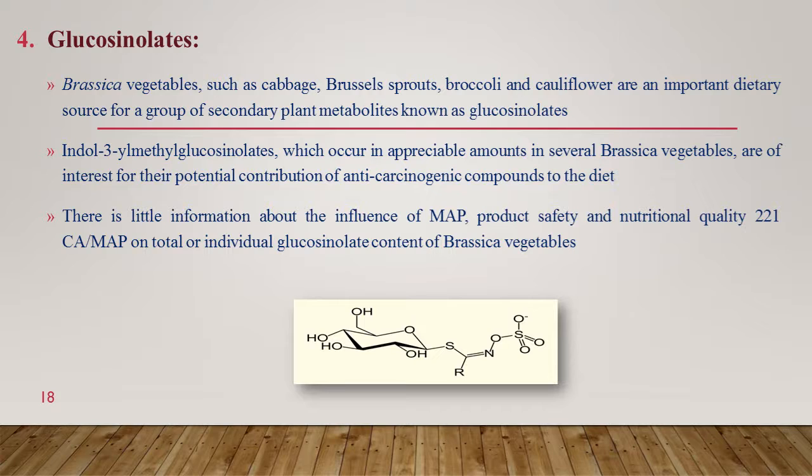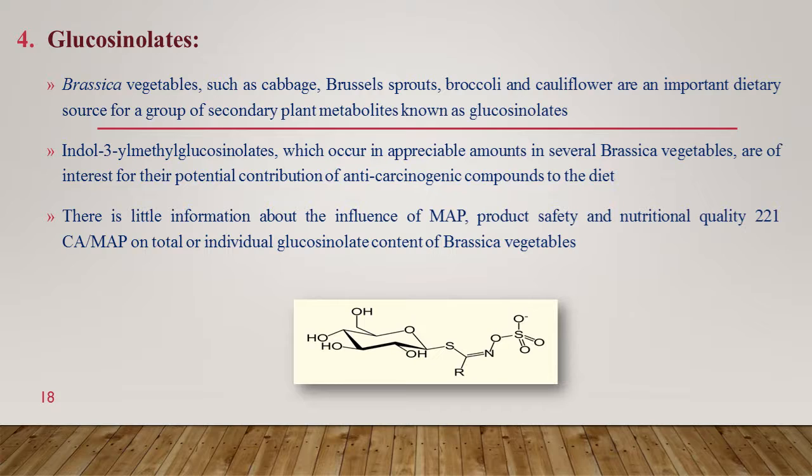Now moving to the next slide, which is glucosinolates. Here, brassica vegetables such as cabbage, Brussels sprouts, broccoli and cauliflower are an important dietary source for a group of secondary plant metabolites known as glucosinolates. The sulfur containing glucosinolates are present as glucosides and can be hydrolyzed by the endogenous plant enzyme myrosinase. Here, myrosinase and the glucosinolates are physically separated from each other in the plant cell, and therefore hydrolysis can only take place when cells are damaged.